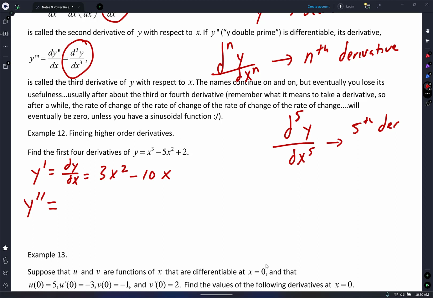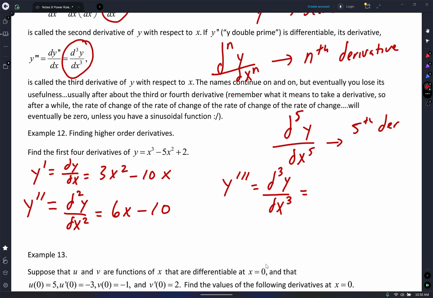All right. Y prime prime, d2y over dx squared. That means second derivative. Equals, what's the derivative of 3x squared? 6x minus 10. Yay or nay? Okay. Y prime prime prime, there's 3 primes there, equals d3y over dx cubed. That means third derivative. The third derivative is 6.